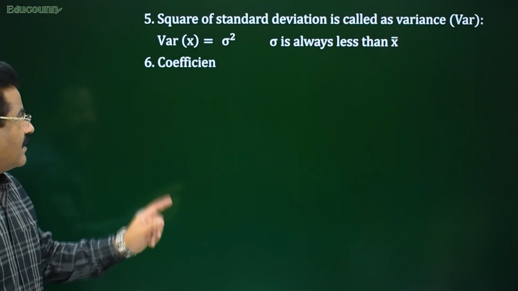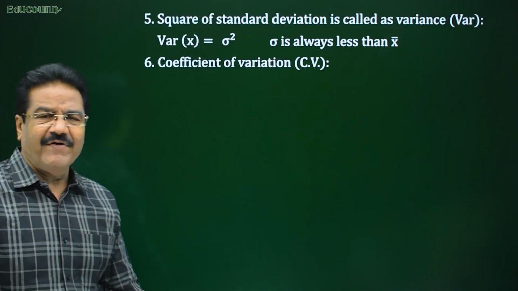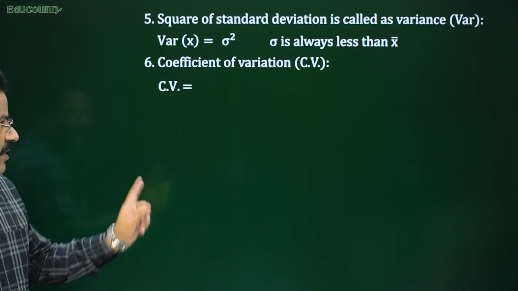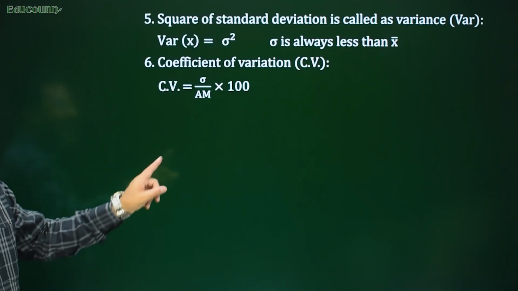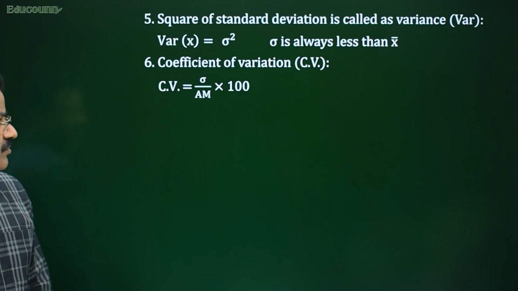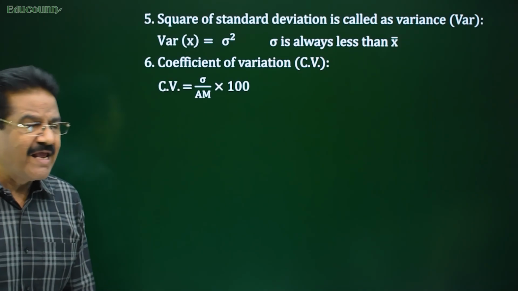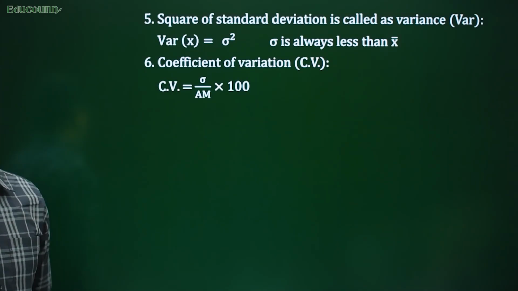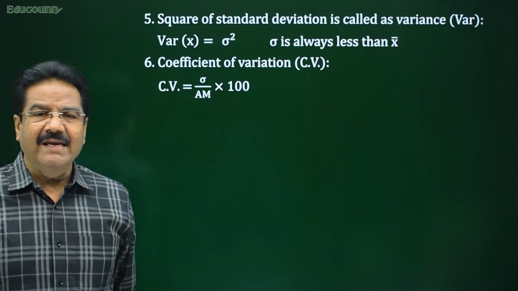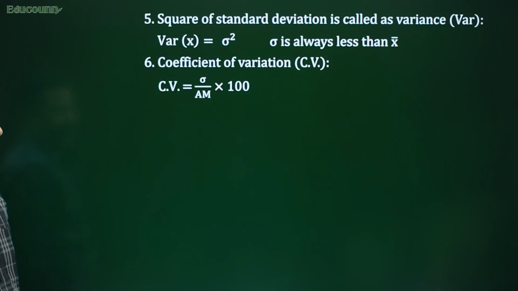Number 6 now, coefficient of variation, which is nothing but CV. The formula of CV, we can see, is sigma upon arithmetic mean into 100. This is called the coefficient of variation, which is always represented in terms of percentage, and that's why it is multiplied by 100.